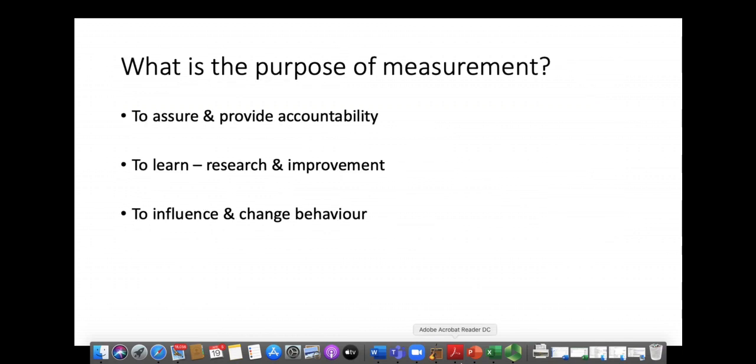So, what is the purpose of measurement? Well, there's a lot of measurement performed in healthcare services. One of the reasons for this is to provide assurance and accountability. We also gather measurement to help us learn, for research, and indeed for improvement. But ultimately, the purpose of all measurement is to influence and change behavior.